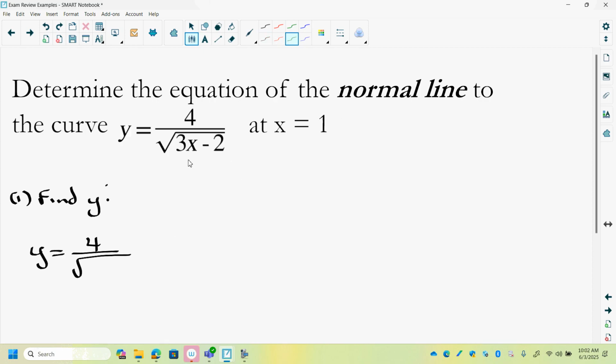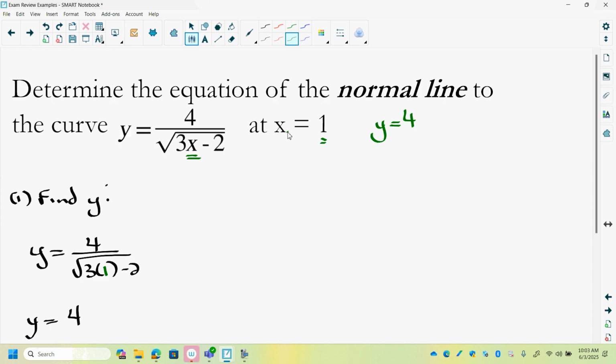Yeah, I'm going to fill a 1 in for x into this formula right here. There's the equation for finding y. What's 3 times 1? What's 3 minus 2? What's the square root of 1? What's 4 divided by 1? 4. So when x equals 1, y equals... correction, y equals what? 4.